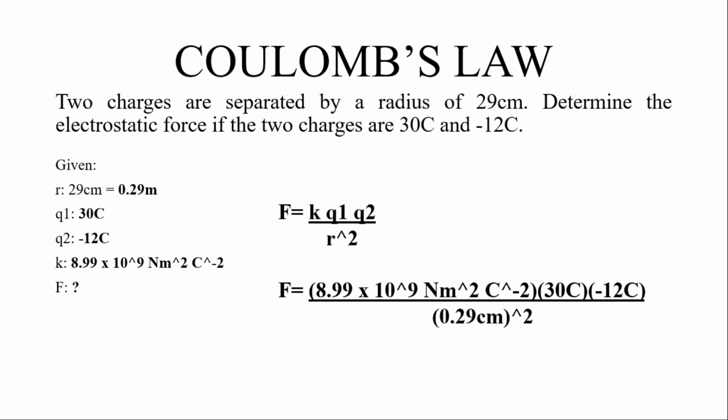Start off with the Coulomb's law formula. F equals K Q1 Q2 over R squared. Substitute the givens to the formula. It will be F equals 8.99 times 10 to the power of 9 Newton meters squared per Coulomb squared times 30 coulombs times negative 12 coulombs all over 0.29 meters squared. Use a calculator to determine the answer, and we would get F equals negative 3.85 times 10 to the power of 13 newtons. This is the final answer for the electrostatic force.